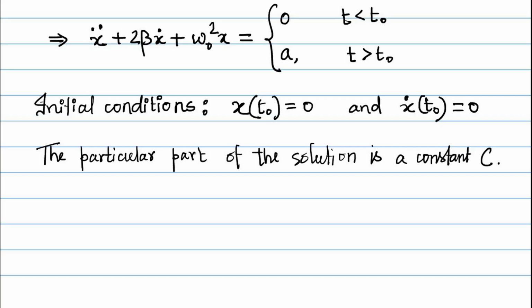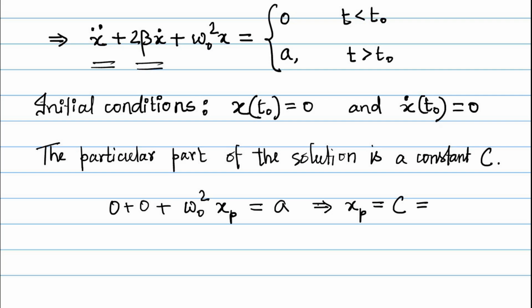Now if that is the case, then look at the equation of motion. The second order derivative of a constant is 0, the first order derivative of a constant is 0 as well, so we have 0 plus omega naught squared times x of p, remember we are talking about the particular solution, should be equal to a. From here we can see x p, which is in general a function of time but in this case a constant, which we have called c, should be equal to a over omega naught squared.